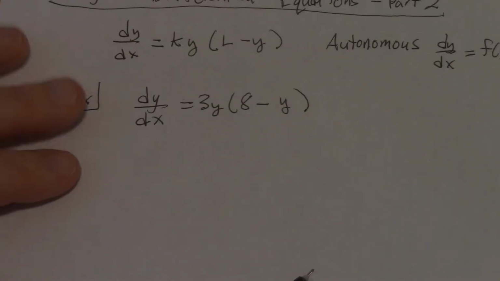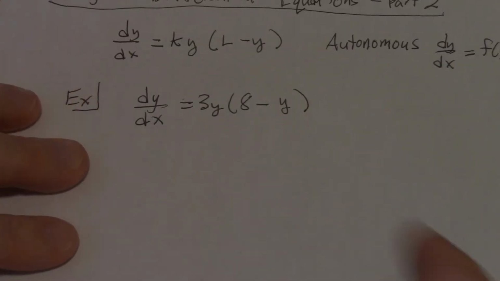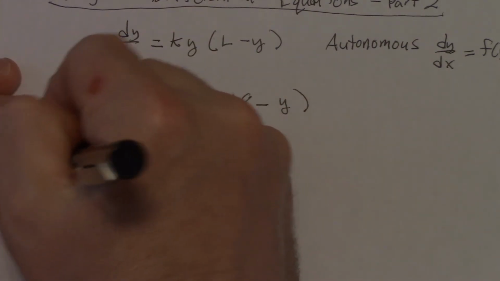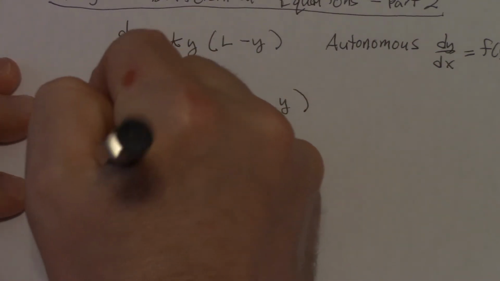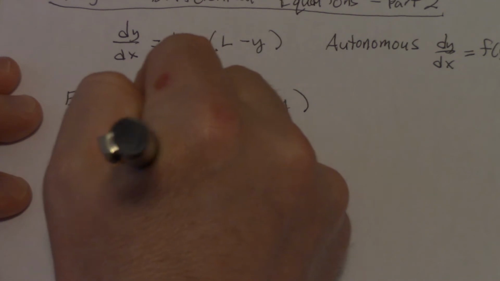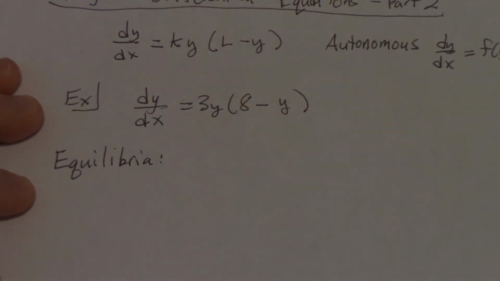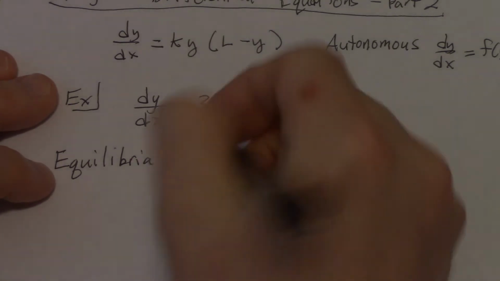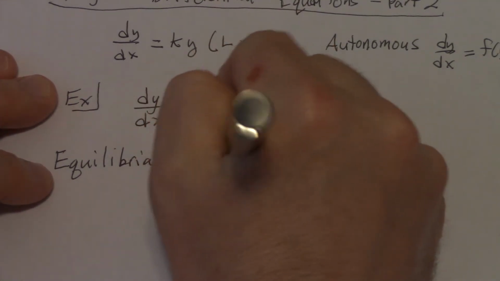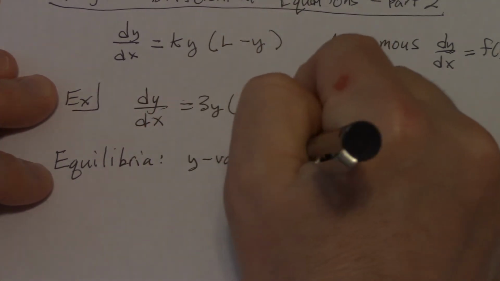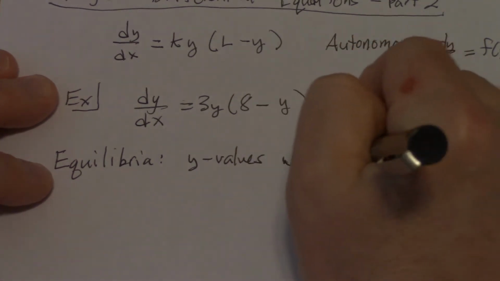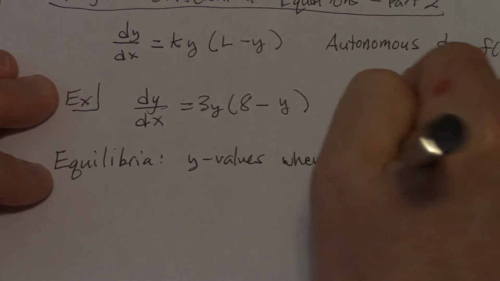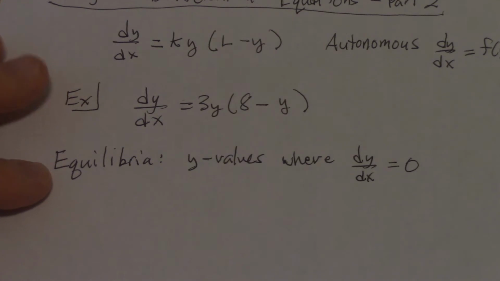So what's the significance of autonomous differential equations? They have what we call equilibria. That's the plural of equilibrium. They may only have one equilibrium. And these are the y values where dy/dx equals 0.